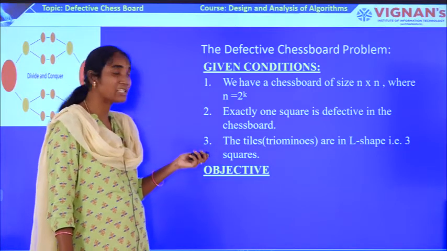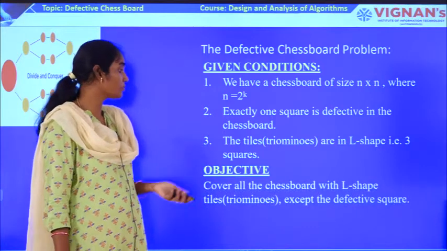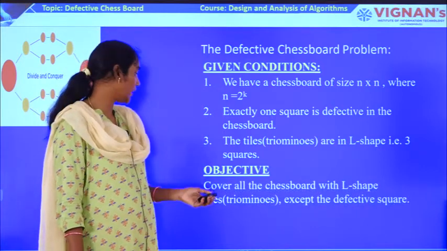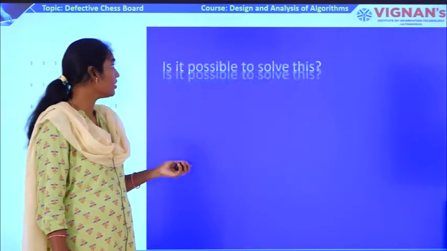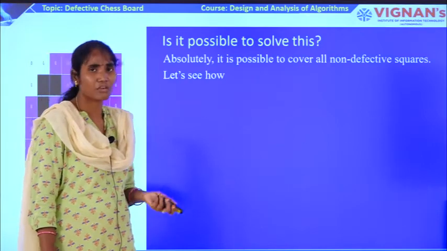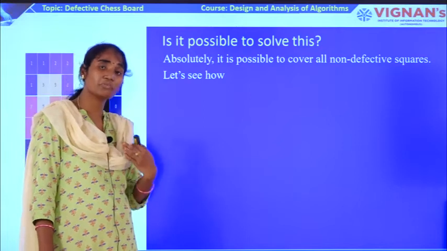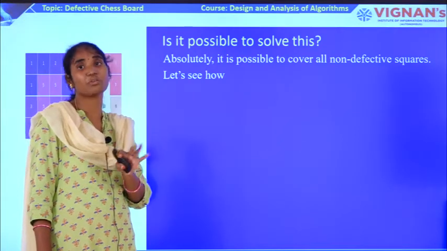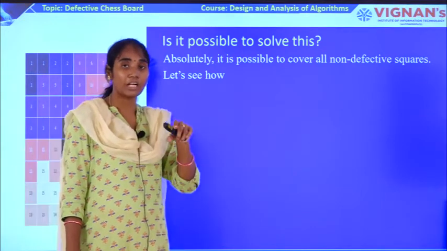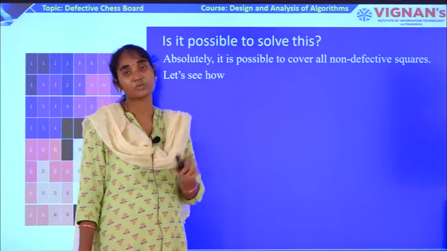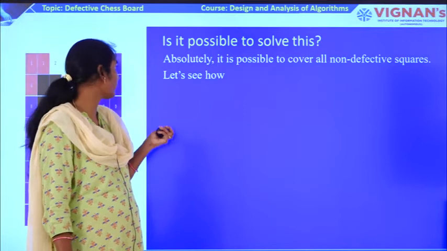A tromino is an L-shaped piece which has 3 squares. The main objective is to cover the whole chessboard with L-shaped tiles except the defective square, so that I can find the solution. Now, how to solve this? I need to make trominoes in the adjacent corners of the defective square, and by making that, I find the defective square position. So it is possible to cover all the non-defective squares.